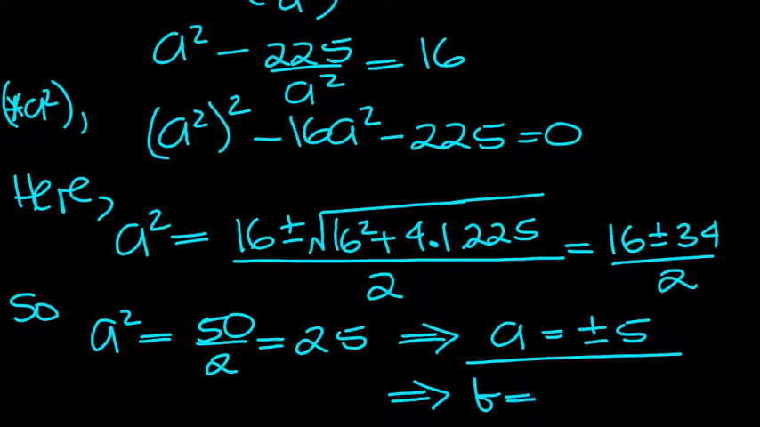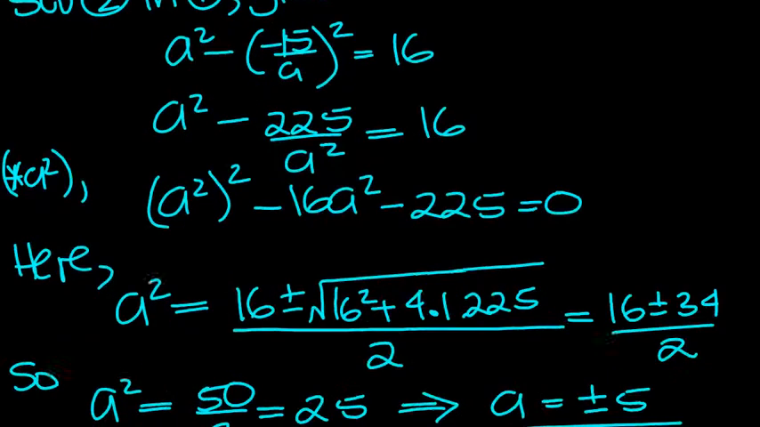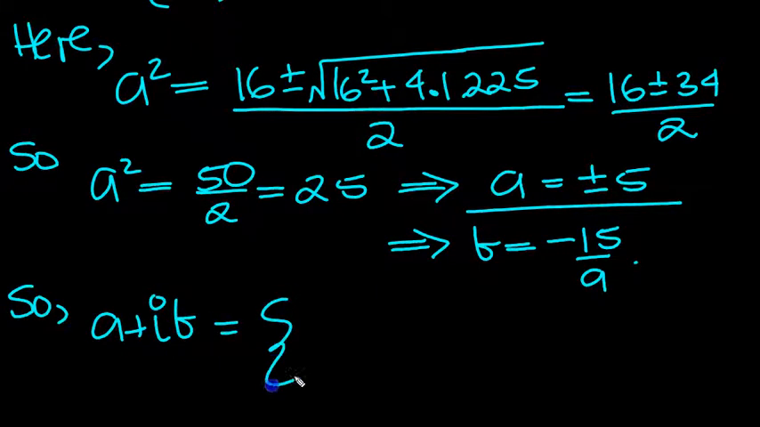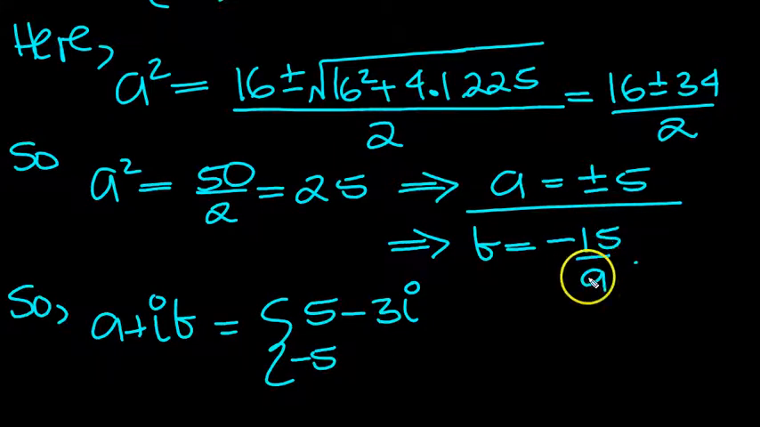There we go. So now we can work out b. What's b? Minus 15 over a. Okay, so finally then, a plus ib is equal to, well, the first one is plus 5, and if a is plus 5, we've got minus 15 over 5, which is minus 3 for b, which is i. And then we've got a is minus 5, and here we'll have minus 5 underneath. Minus over minus is a plus. 15 over 5 is 3. There's the value of b when a is minus 5.